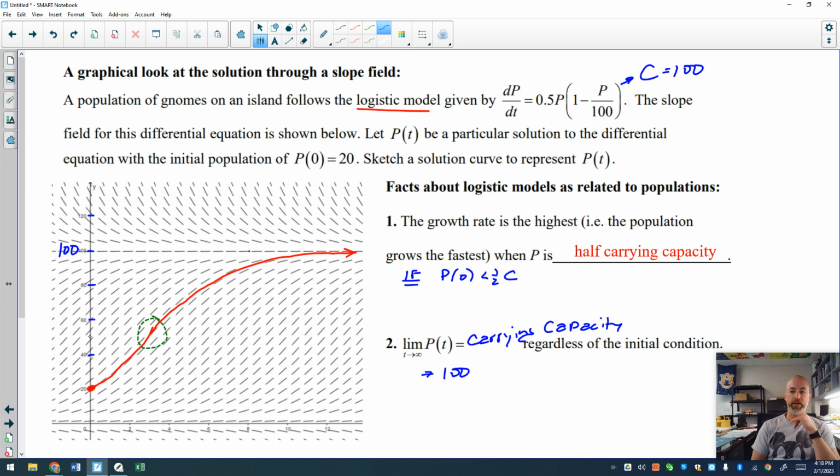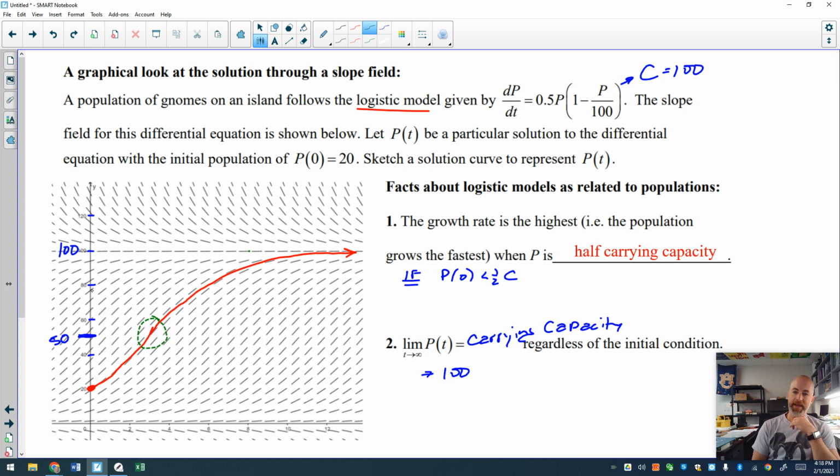We started at 20, carrying capacity was 100, half of that is right here. And we started below that. So we trended concave up, then we flipped concave down, and that inflection point is when growth rate will be the fastest.